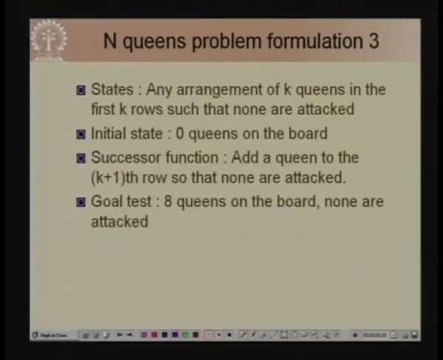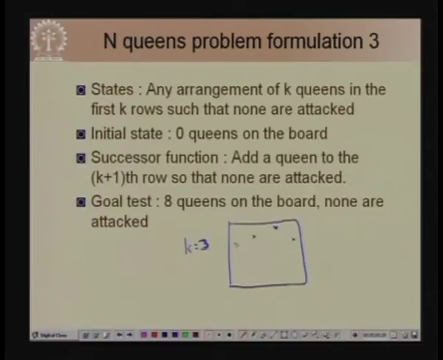A third formulation is, we describe a state by any arrangement of k queens in the first k rows. So, at an intermediate point, we would have a current value of k. Suppose k is equal to 3. This means that one queen is placed somewhere in row 1, another queen is placed somewhere in row 2, the third queen is placed somewhere in row 3. So, for k equal to 3, this is a possible state of the system.